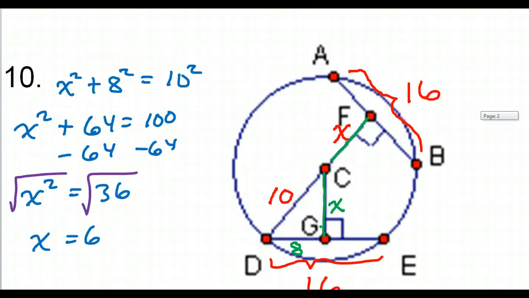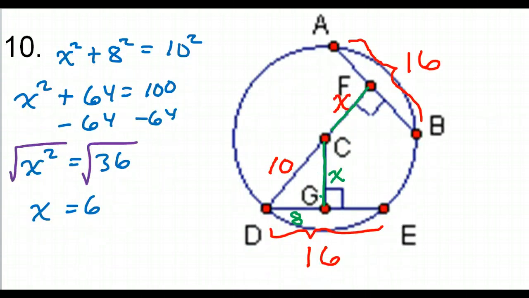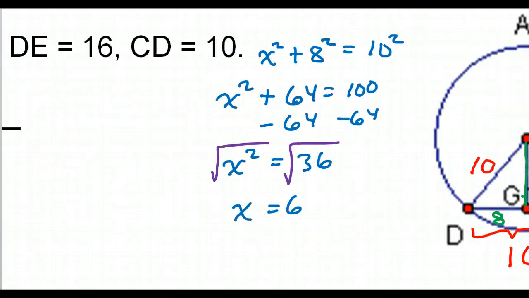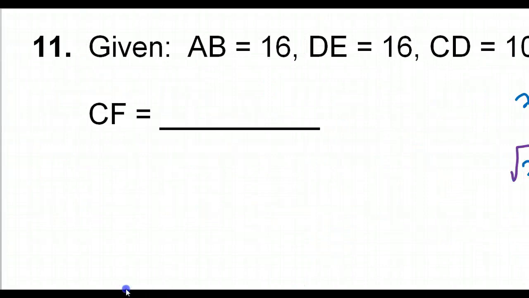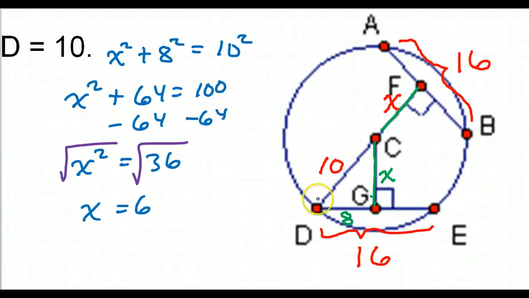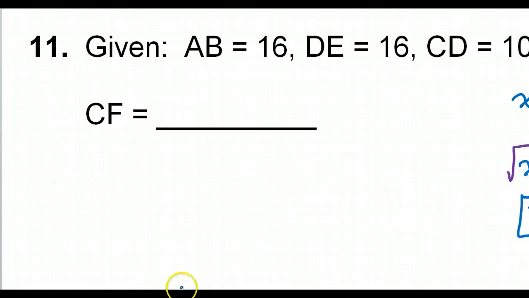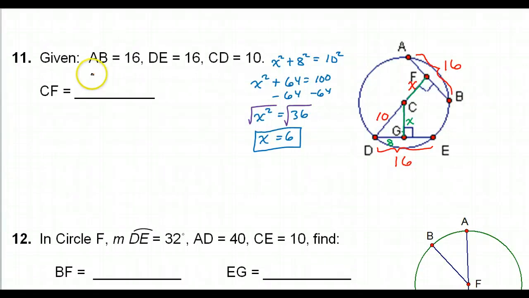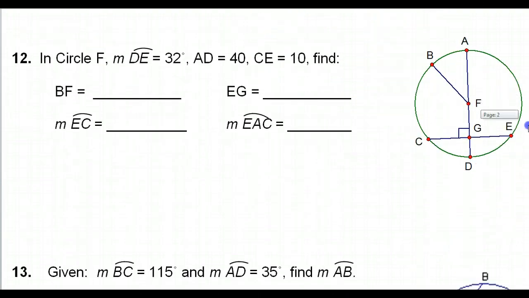Okay, so is that what the direction said to find? Well, it said find CF. And CF is x, so we are done. The length is 6. Okay, and that was number 11. Maybe I'll put it up here too. So let's move on and talk about number 12 now.